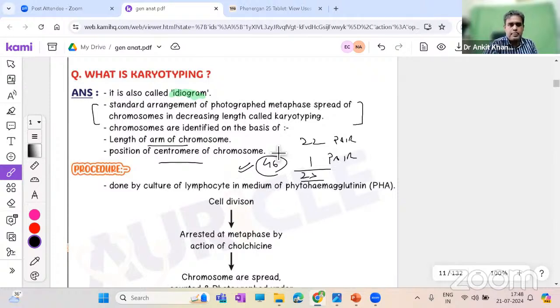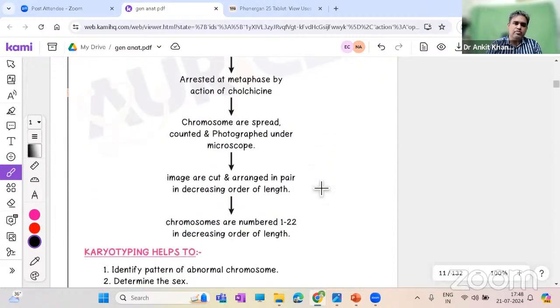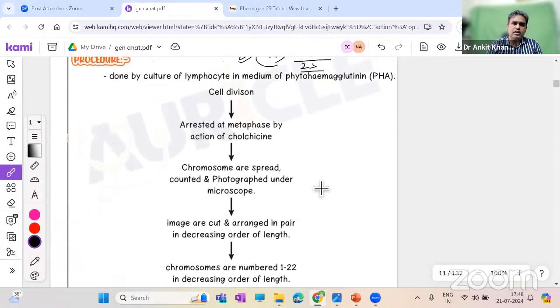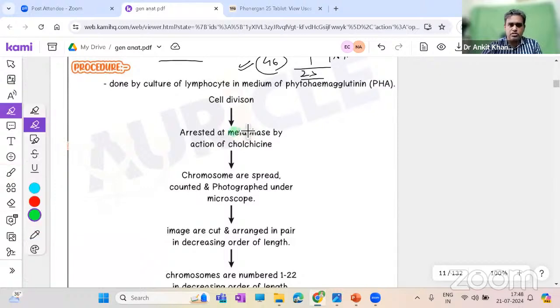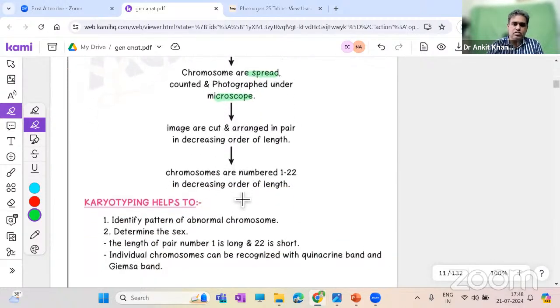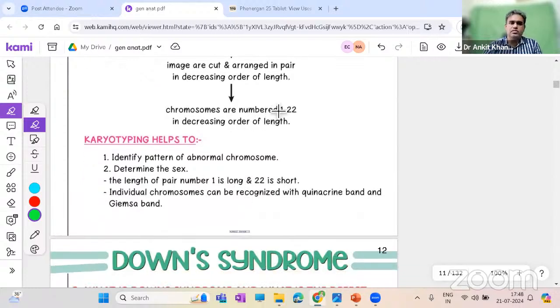What is the procedure while doing karyotyping? You can simply write it in the form of this flowchart. Basically, phytohemagglutinin is used, PHA, and cells are arrested at metaphase. These are key points which you should not miss. Chromosomes are spread on a microscope slide, and there are other steps also, but the arrangement in decreasing order is what you have to understand.